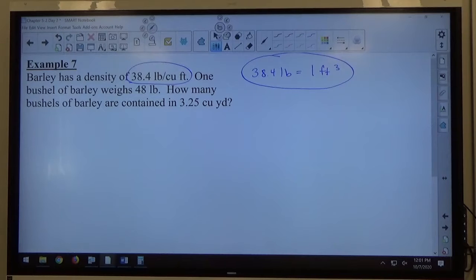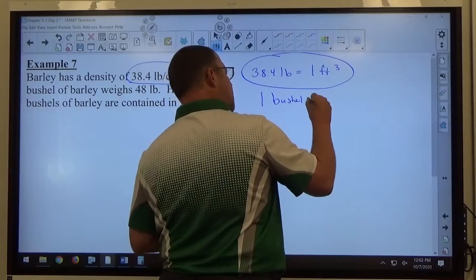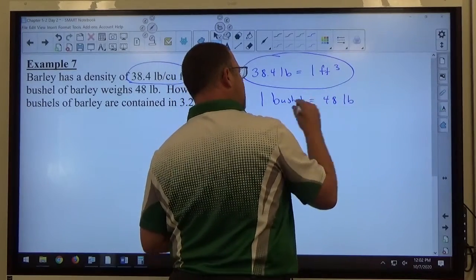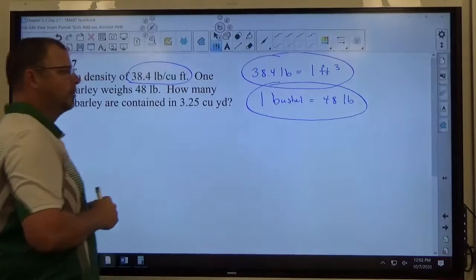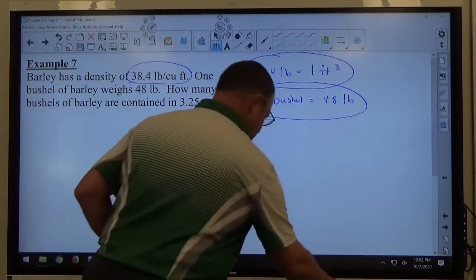1 bushel of barley weighs 48 pounds. How many bushels of barley are contained in 3.25 cubic yards? So, a lot of stuff going on here. First off, 1 bushel weighs 48 pounds, so 1 bushel equals 48 pounds. Again, we're still talking about barley here. I've never farmed barley before in my life, and I didn't know what a bushel of barley was, but they've given me specific numbers here in the problem, so even though I have no experience in this field, I have the capacity using the numbers they gave me to figure out the answer to the question.